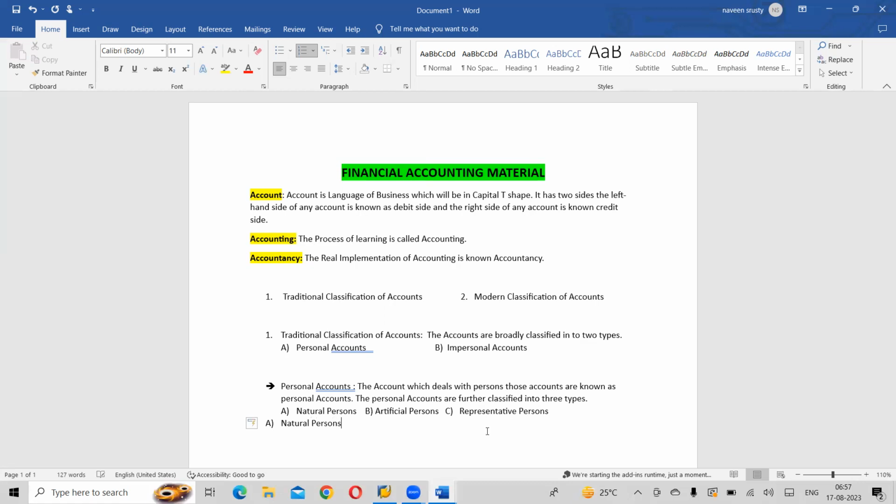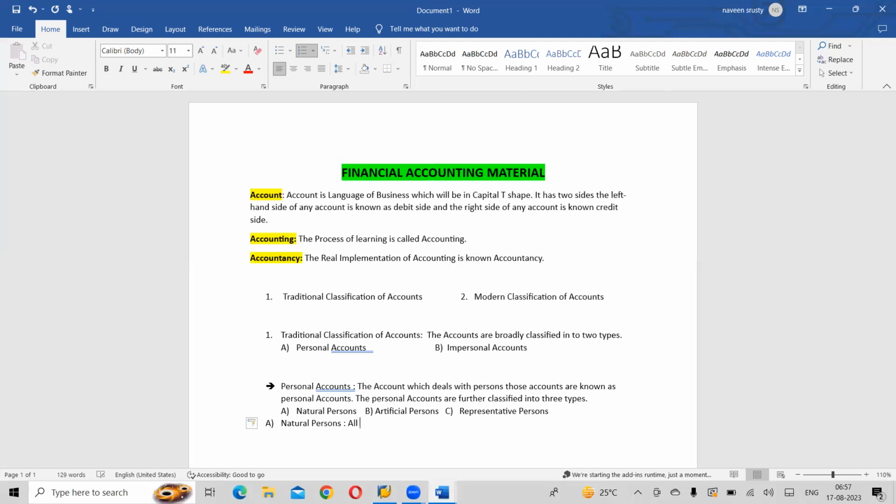Natural persons. Who are natural persons? As per business, as per accounting, as per Companies Act. A person who owns the business as a person, not artificial. Normally I said not a person. I'm asking, who are natural persons?